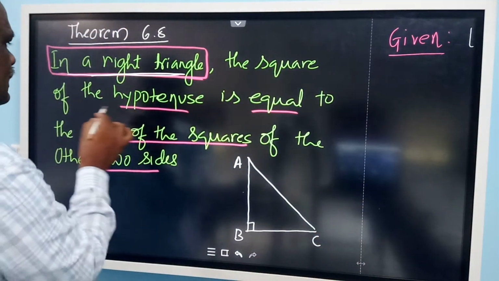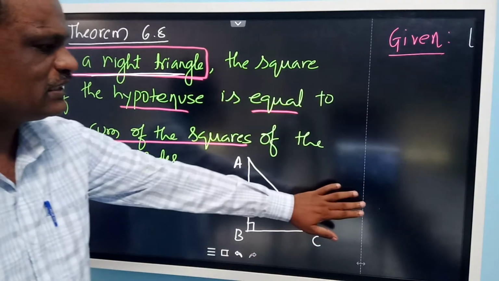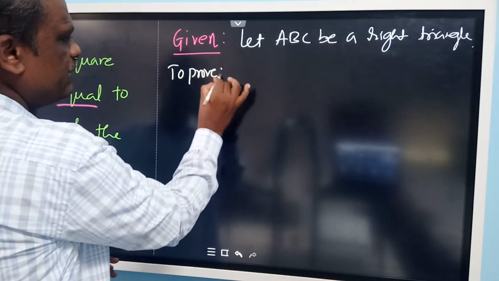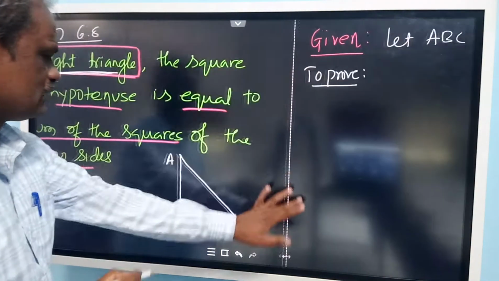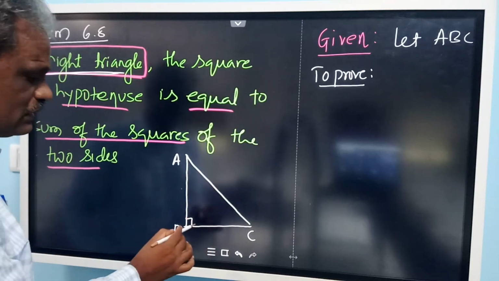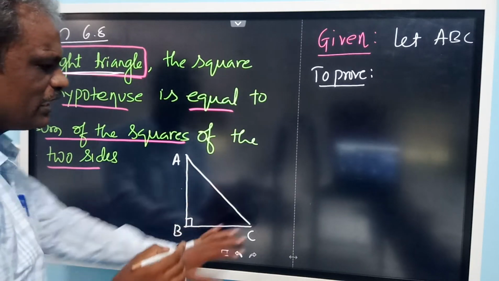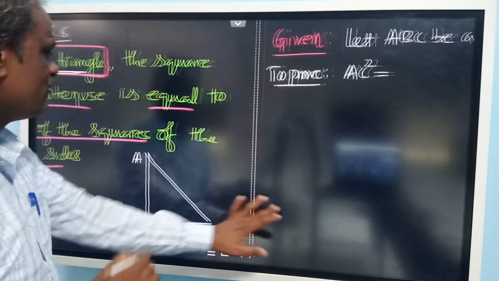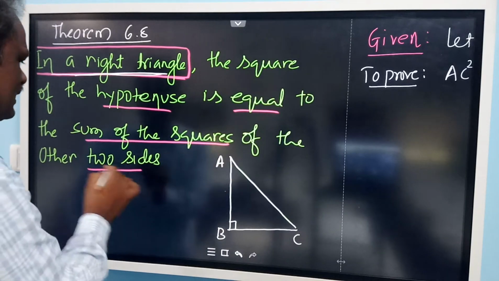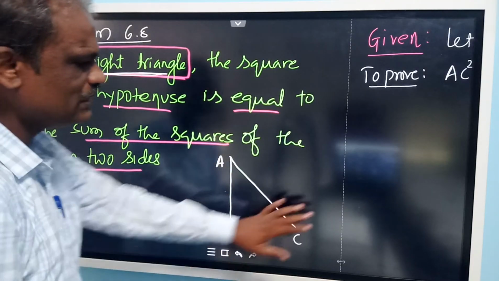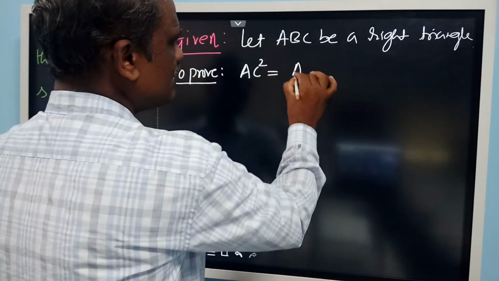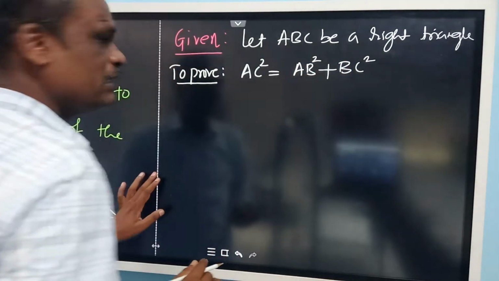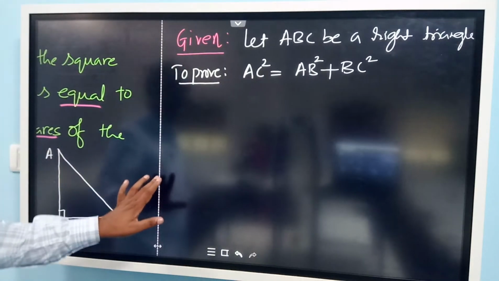So what we have to prove: the square on the hypotenuse is equal to the sum of the squares on the other two sides. Here this is the hypotenuse. The side opposite to the right angle is the hypotenuse. Square on the hypotenuse, AC square, is equal to the sum of the squares on the other two sides. The other two sides are AB and BC. So the square on AB is AB square and the square on BC is BC square. We need to prove AC square is equal to AB square plus BC square.